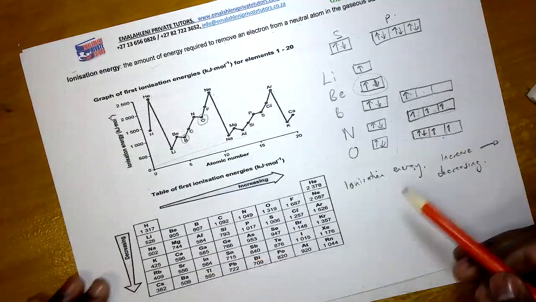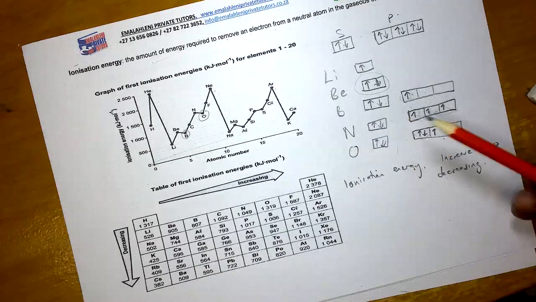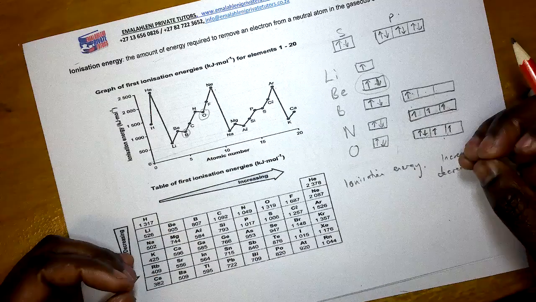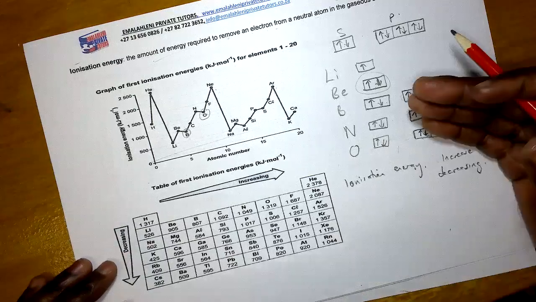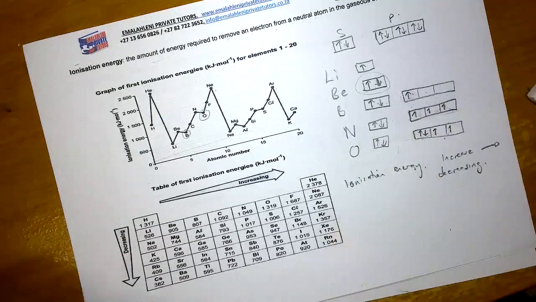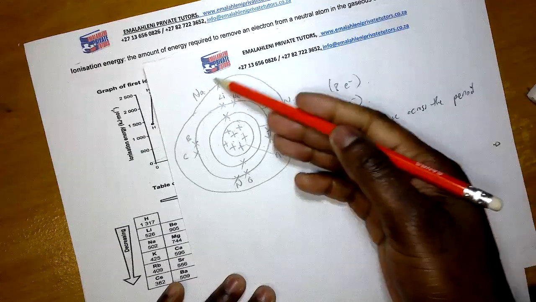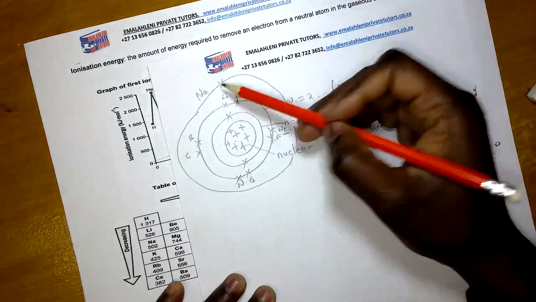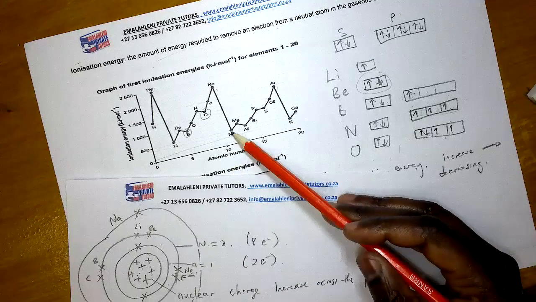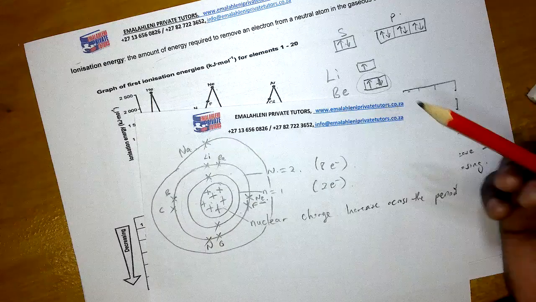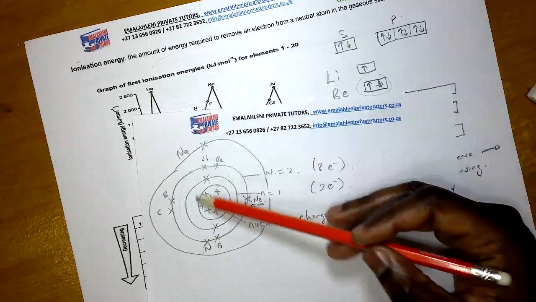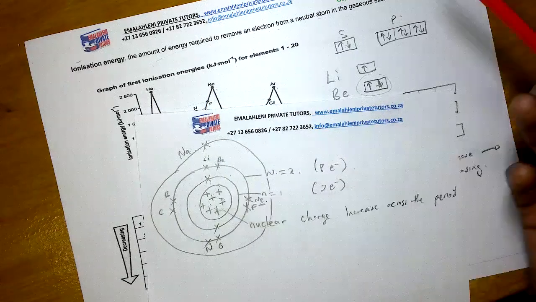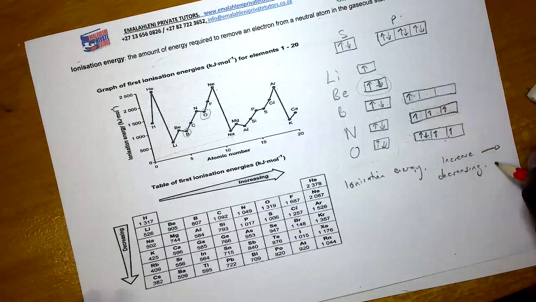Why is it decreasing? Remember what we said from the start: your electrons are less attracted when we add an extra shell. So going down from lithium to sodium, it's quite easy to remove the electron in sodium compared to lithium, because we're adding an extra shell and it becomes less attracted to the nucleus. That's why it's decreasing down the group.